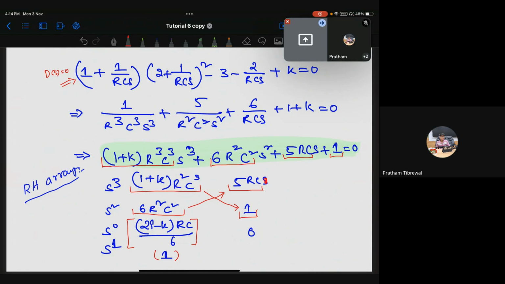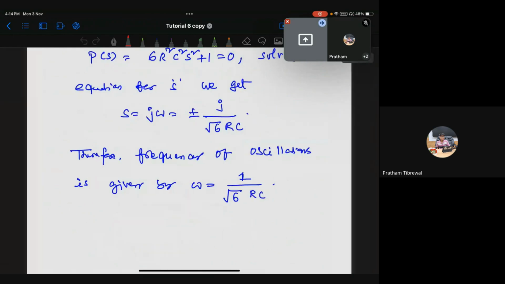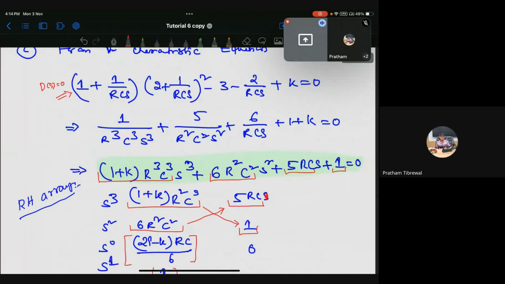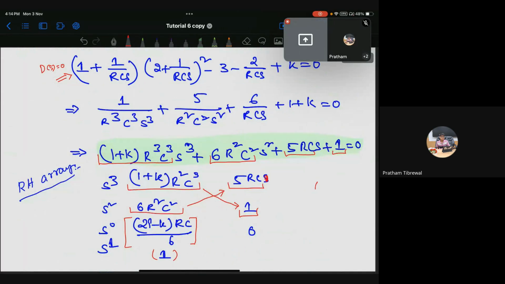Now, because we are talking about an oscillator, what does it mean? An oscillator has to oscillate with some frequency, correct? That means it's marginally stable. Yes, exactly, marginally stable. To make it marginally stable, we should get a row of all zeros, correct?